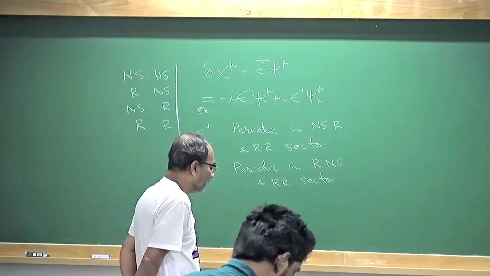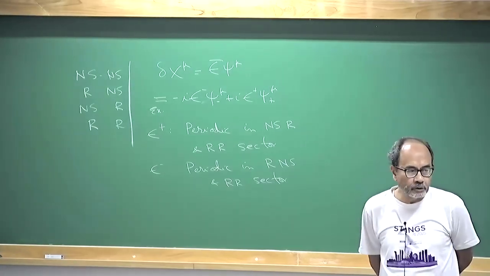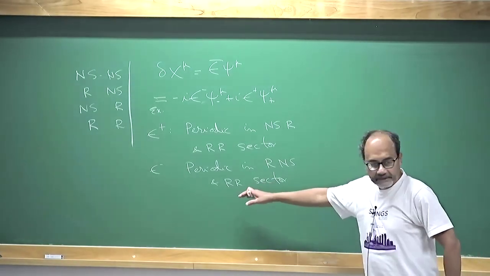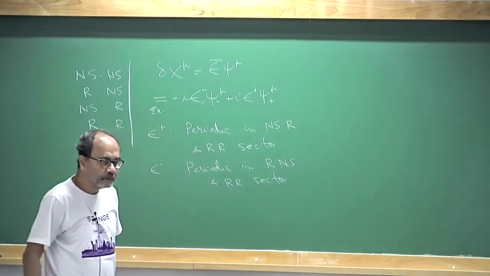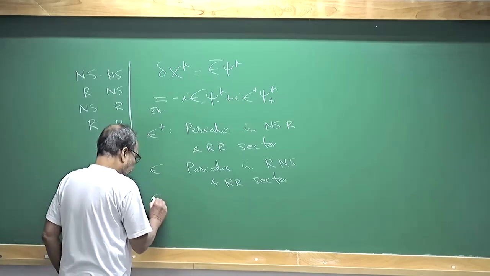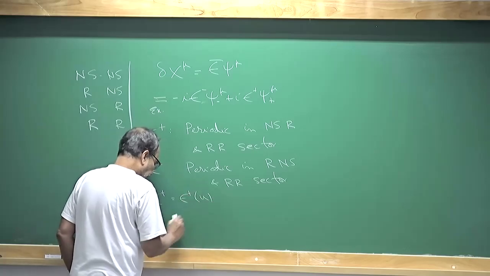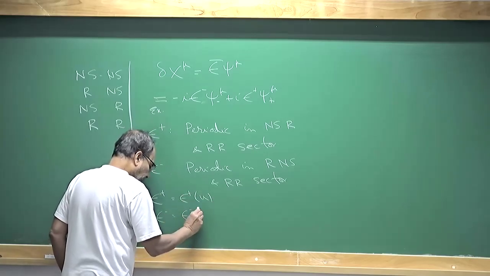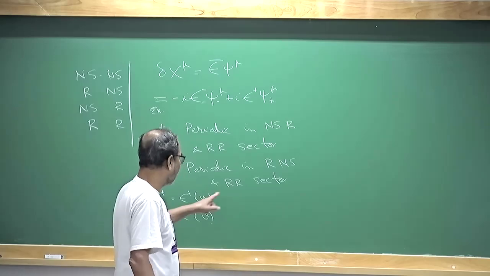So epsilon depends on the worldsheet coordinate, like when you go sigma plus 2 pi. From this we see that if you take epsilon to be rigid, independent of the worldsheet parameter, then supersymmetry is present only in the RR sector. Epsilon plus minus, if you take to be constants, then supersymmetry is present only in the RR sector. But as you have seen, there is a residual gauge invariance that allows us to take epsilon plus to be a function of u and epsilon minus to be a function of v. So the rigid supersymmetry exists only in the Ramond sector.